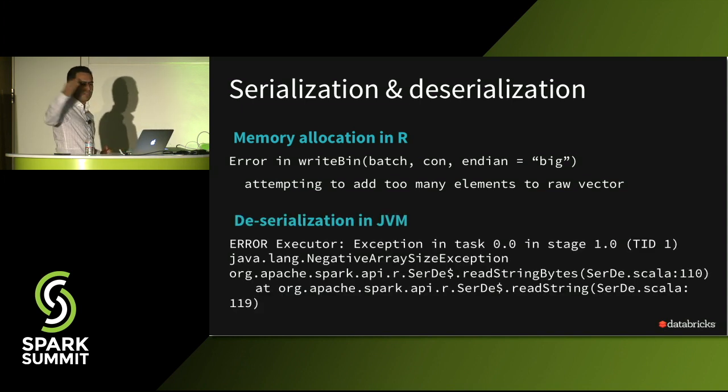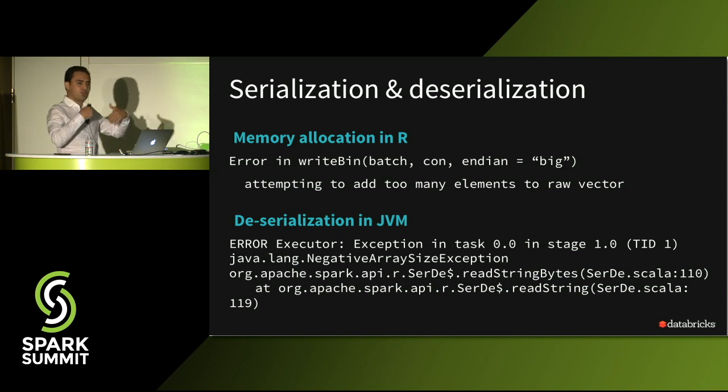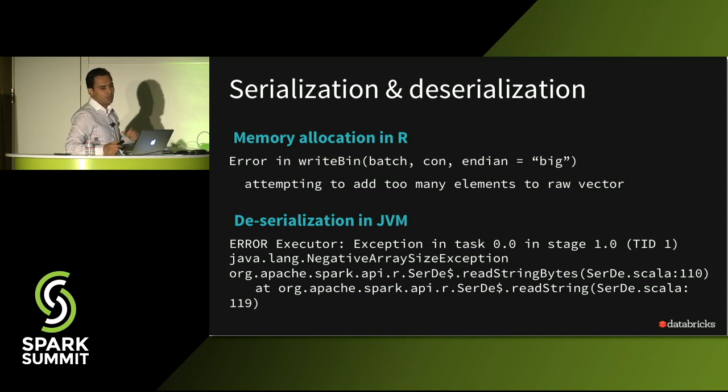Another example is on the other side in the JVM. As you can see here, the JVM is throwing this exception, negative array size. And that's when you can't deserialize something that was sent over the network to the JVM. I'm showing these example error messages just to give you a taste of what errors you might see when you run into these problems in your real world scenario.